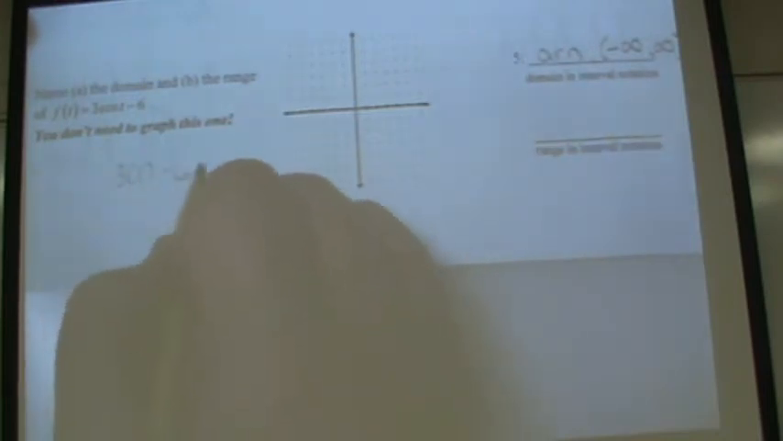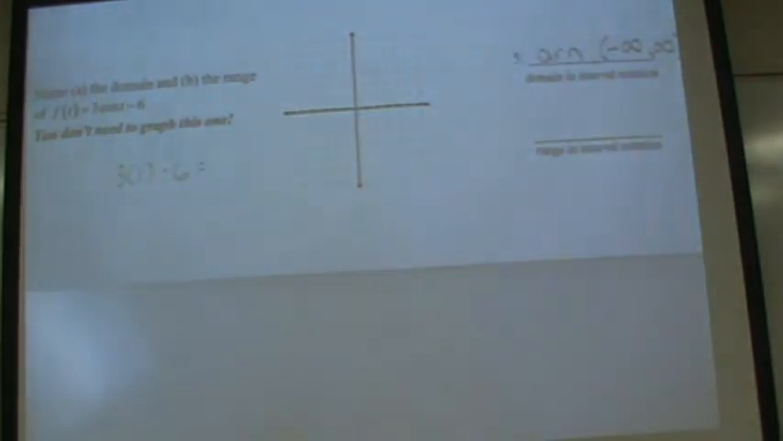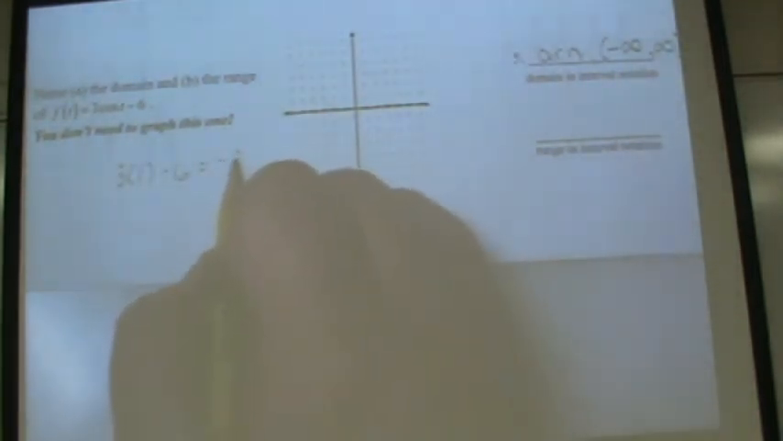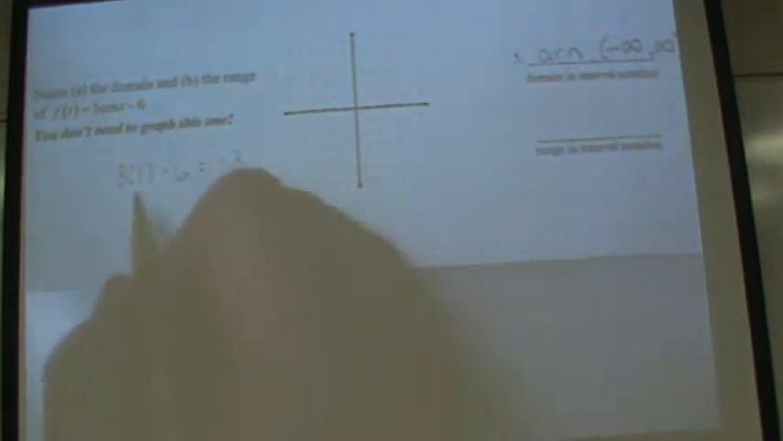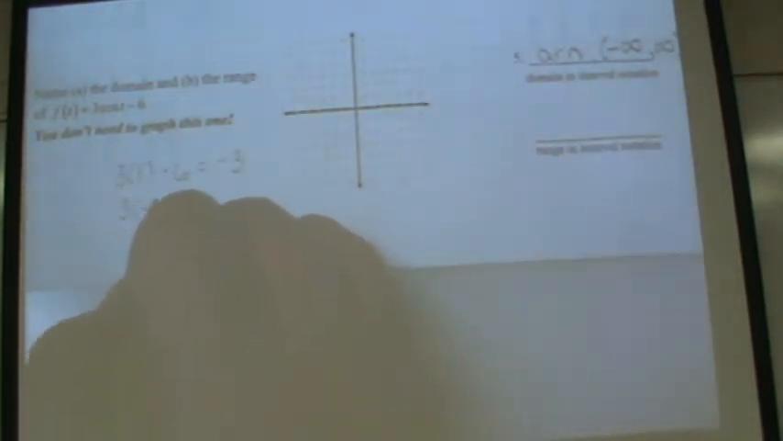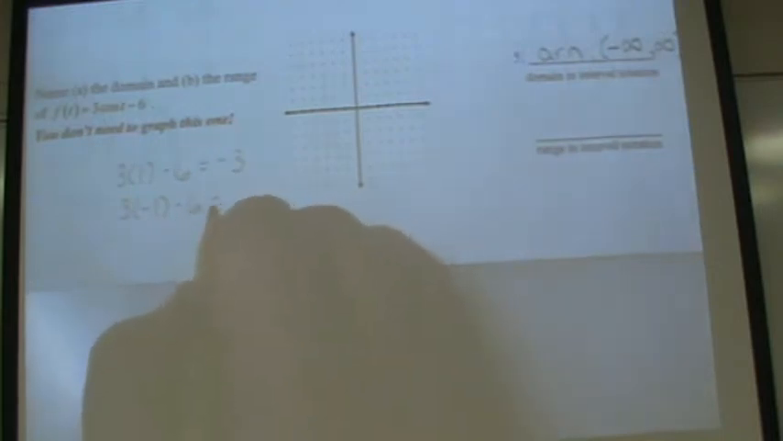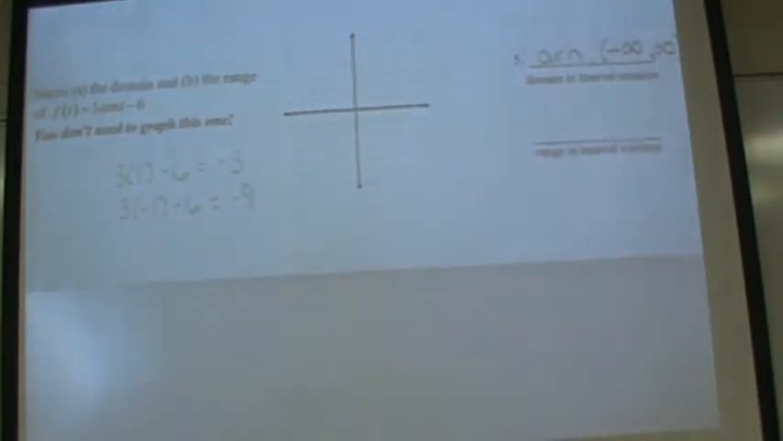So if we take 3 times 1 minus 6, that's going to give us our new maximum value because 1 was our old maximum value. We're going to get -3. Then to find our minimum value, we're going to take 3 times -1 minus 6 and get -9. So those are our new minimum and maximum. So when we write out our range, it should be bracket, your minimum value, -9, comma, your maximum value, -3, and another bracket.